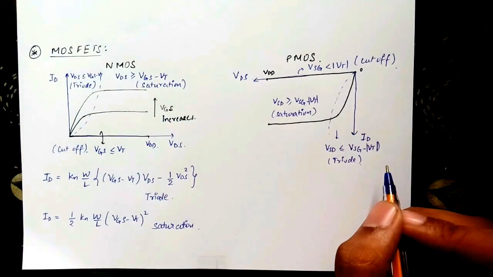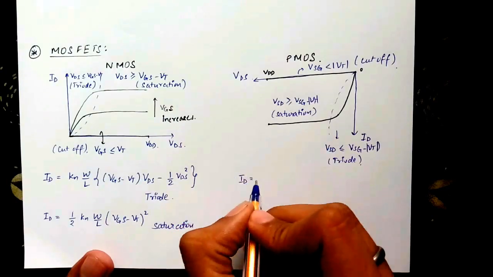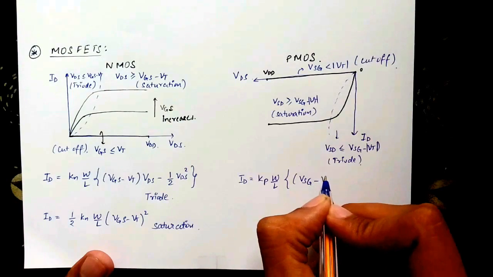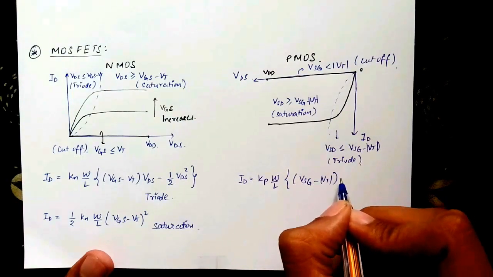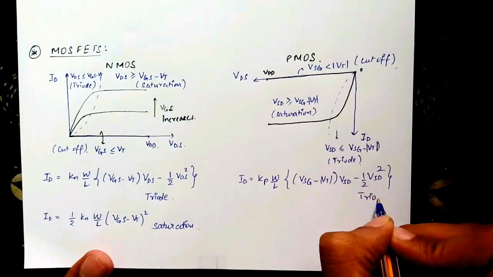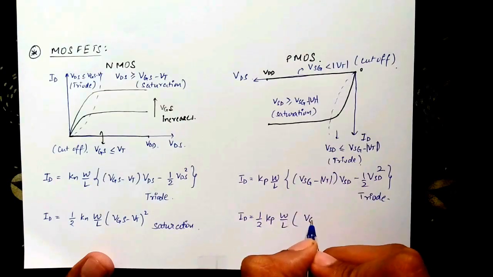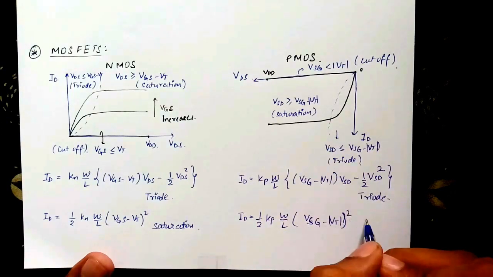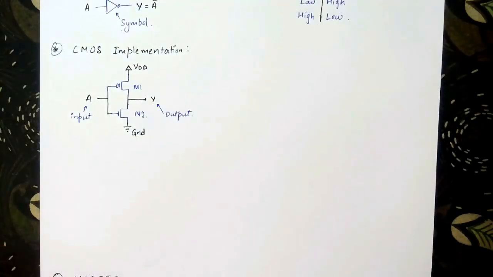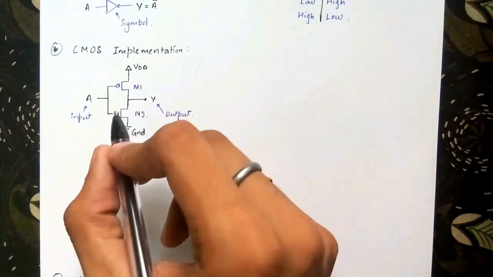Source to drain current flowing in a PMOS when operated in triode region is given by the equation ID is equal to mu p Cox W by L (VSG minus VT) into VSD minus half of VSD square, and ID is equal to half of mu p Cox W by L (VSG minus VT) whole square when it is working in saturation region. Now let us go back to our CMOS inverter and using these conditions and equations analyze the circuit.